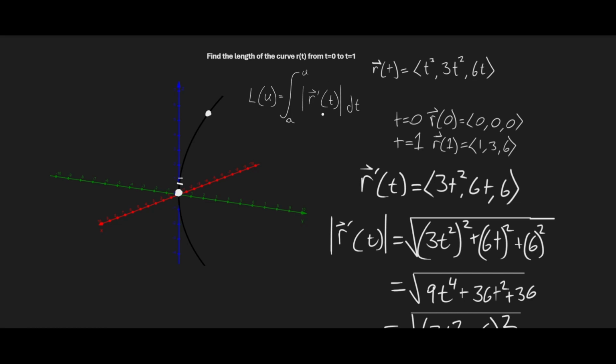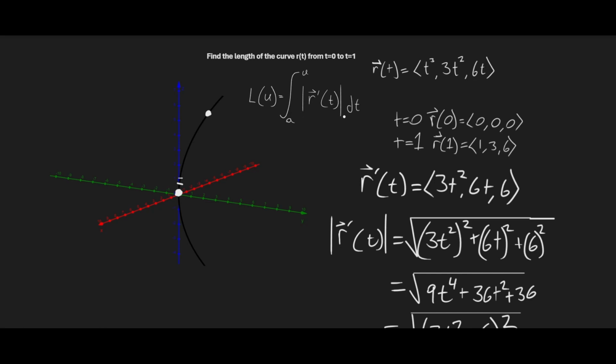So for the derivative r prime of t, we're just going to take the derivative of each of its components. The derivative of t cubed is 3t squared. The derivative of 3t squared is 6t. And the derivative of 6t is just 6. So now this is going to be r prime of t.